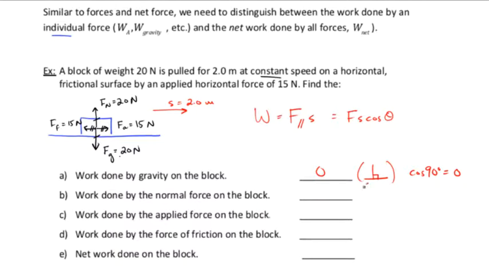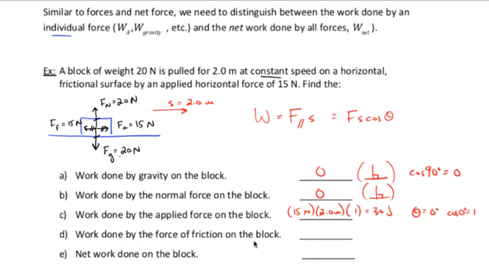Similarly, the normal force is also perpendicular to the displacement, and so by the same argument, no work is done. The applied force, however, is parallel to the displacement. It's in the same direction, and in this case, θ is equal to 0, and cos 0 is equal to 1. So our formula becomes F, which is 15 newtons, multiplied by s, which is 2 meters, multiplied by 1, and that gives us a total work of 30 joules done by the applied force.